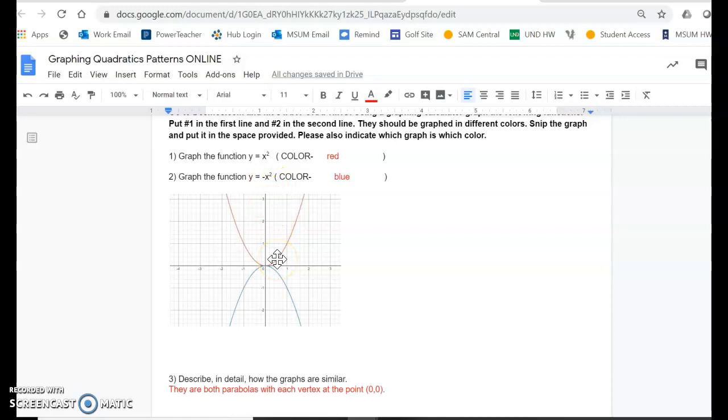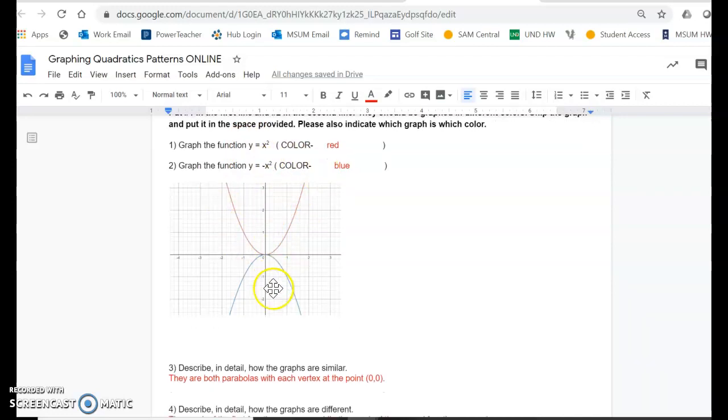So there is the first part, just seeing what the negative out front does to the graph. And we've seen this before, right? When we've done absolute value functions, we know an absolute value function is a V, and we've seen before that when we put a negative out front, that V was flipped upside down. Same thing with quadratics, the same rules apply. Y equals x squared, we consider that our parent function. Notice it opens up. If you put the negative out front, it opens down.